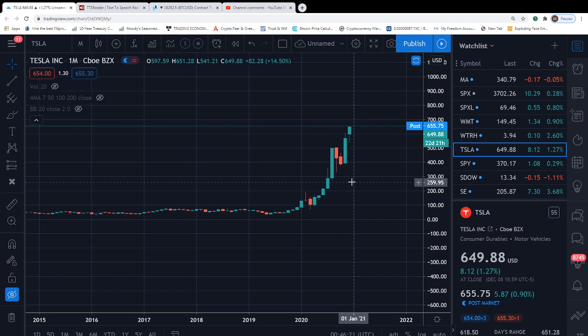So this Tesla chart, guys, I want to go over this as quickly as I possibly can. So let's not waste time. Let's dive right into the charts here, shall we?